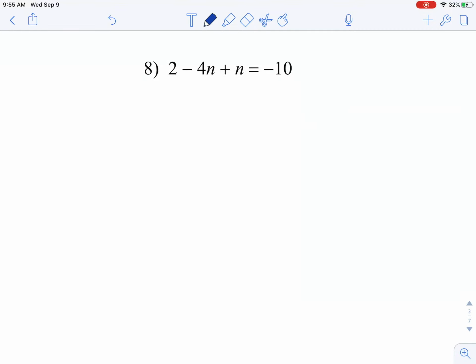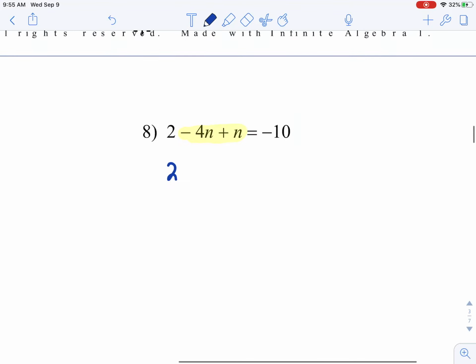All right, number 8. Again, we have a scenario here where we have like terms on the same side, so I'm going to combine those. Negative 4n plus n, this is like plus 1n. What's negative 4 plus 1? That's negative 3n.